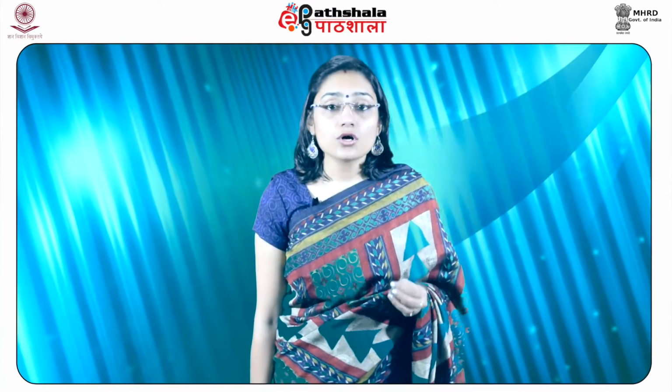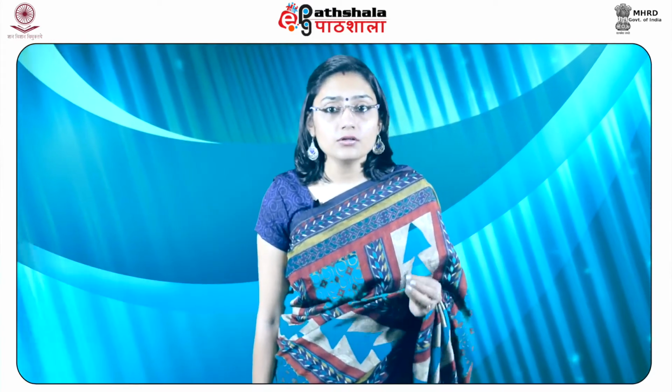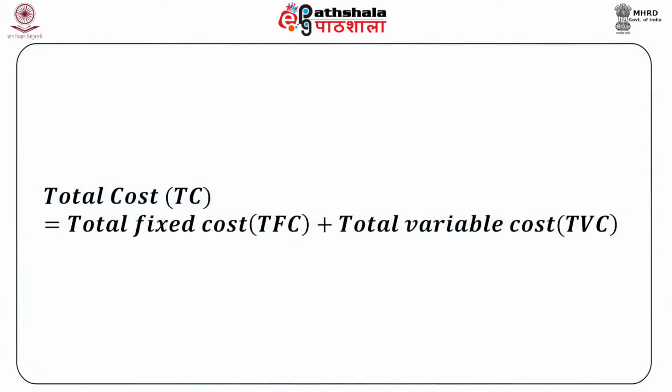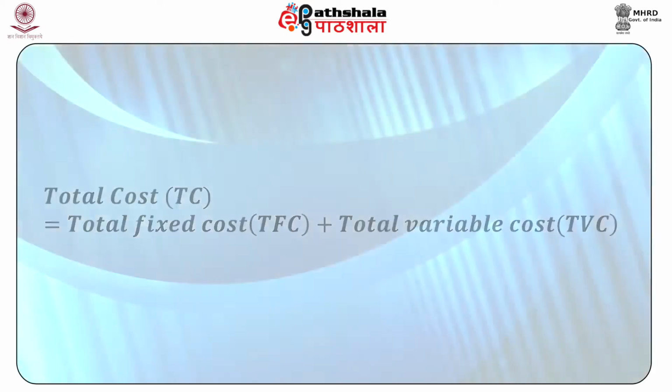Total cost is the cost incurred on producing a particular good or service. Total cost is the sum total of fixed and variable cost. TC is equal to TFC, that is total fixed cost, plus TVC, that is total variable cost.